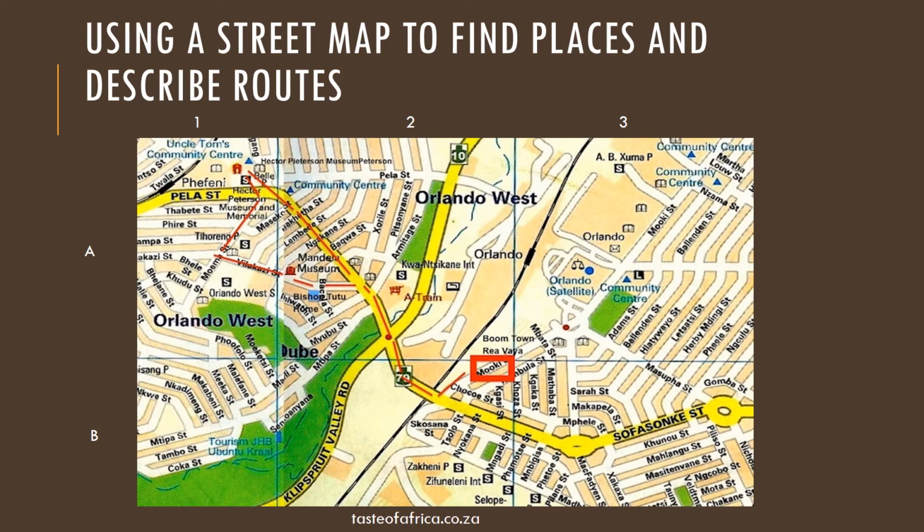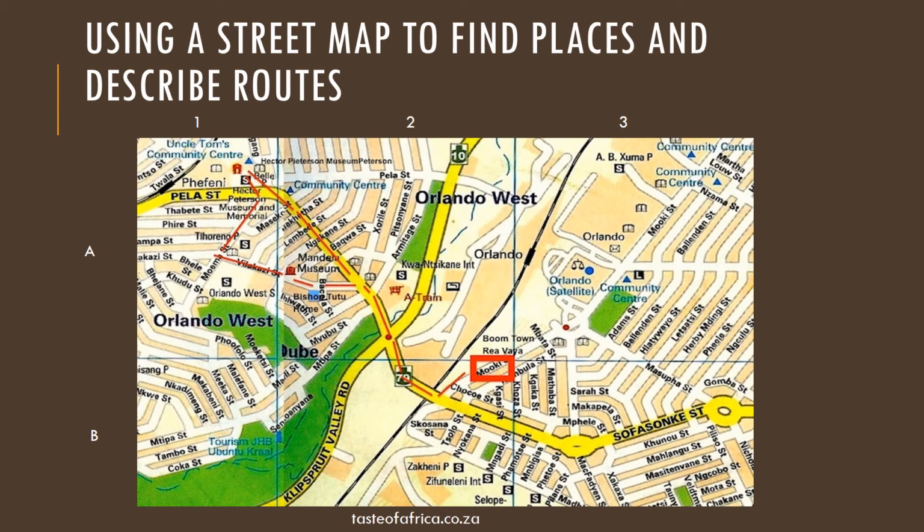Okay. All right. Now let us just look into the route you would take to go from Vilakazi Street to Zakeni Primary School. From Vilakazi Street, you would go straight down. You would pass Mandela Museum on your left. You would then take a street that is close to Bishop Tutu.